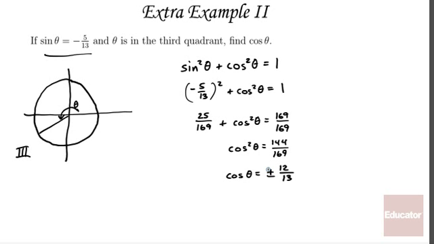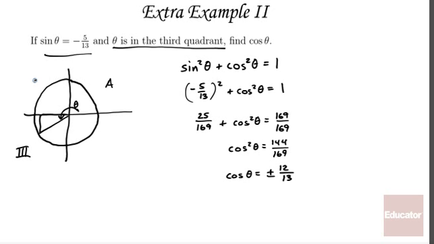But the problem gives us a little extra information. It says theta is in the third quadrant. So knowing that theta is in the third quadrant, I look down there, I remember that cosine is equal to the x-coordinate of my angle. So cosine is the x-coordinate.